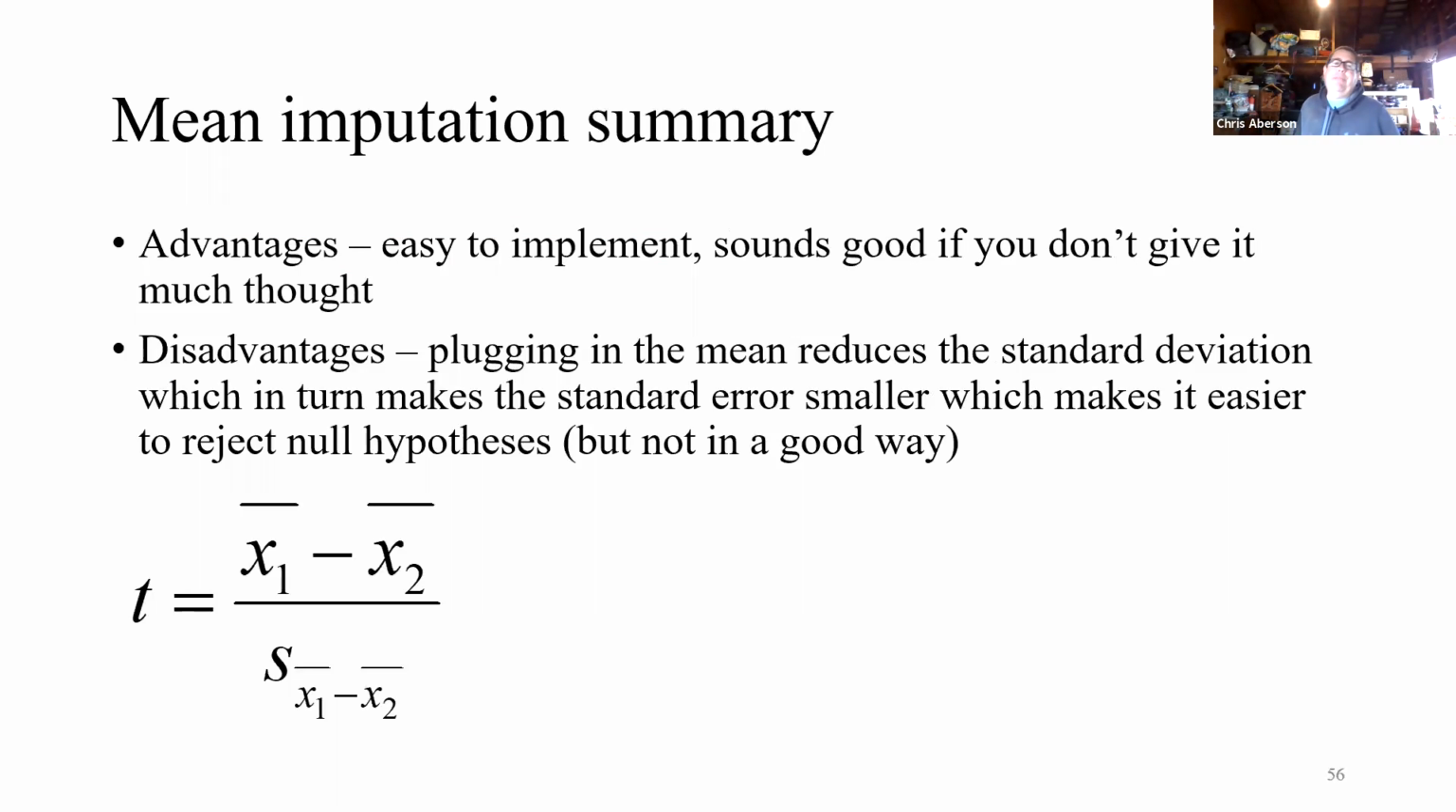Looking at this, there are advantages. It sounds good if you don't think about it too much. What would be more natural than the mean? Well, again, plugging in that mean reduces the standard error. And you can see from the t formula here that the standard error, the denominator, is getting smaller, which is going to make the t bigger. And what that does is it increases type 1 errors.